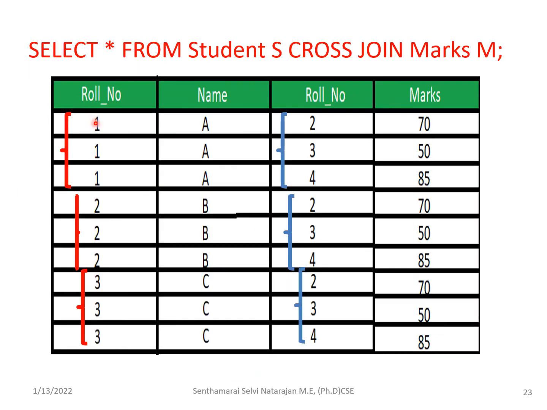You see here, the first table has the roll numbers 1, 2 and then 3, and the second table has 2, 3, 4. So for the first record in the table, all these 3 will be produced. For the second record, all these 3 will be produced. For the third record, all these 3. So you will get 9 values. So this is the Cartesian product. The drawback is that you will get duplicate records.